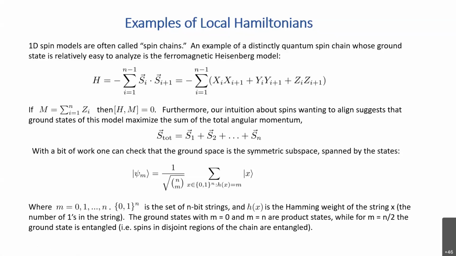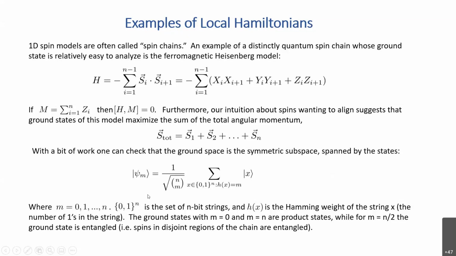And then our intuition that we got from the Ising model about spins wanting to align suggests that ground states of this model will maximize the sum of the total angular momentum. So if you've done quantum mechanics of angular momentum and you combine these facts, then you might see that the ground space is the symmetric subspace spanned by these states.